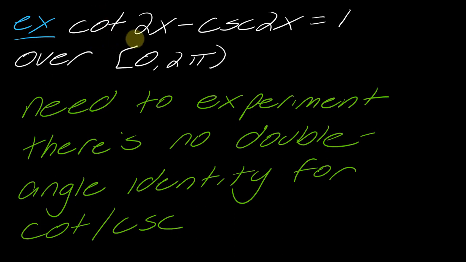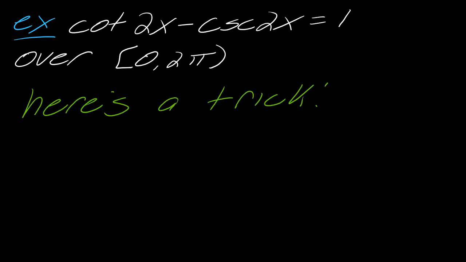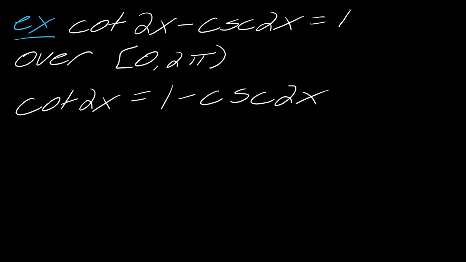So I might say, oh, cotangent, I see 2x, I want to use a double angle identity. I can't use those because I don't have one for cotangent or cosecant. So I am going to show you a little bit of a trick here, because this is something I think you probably wouldn't think of.